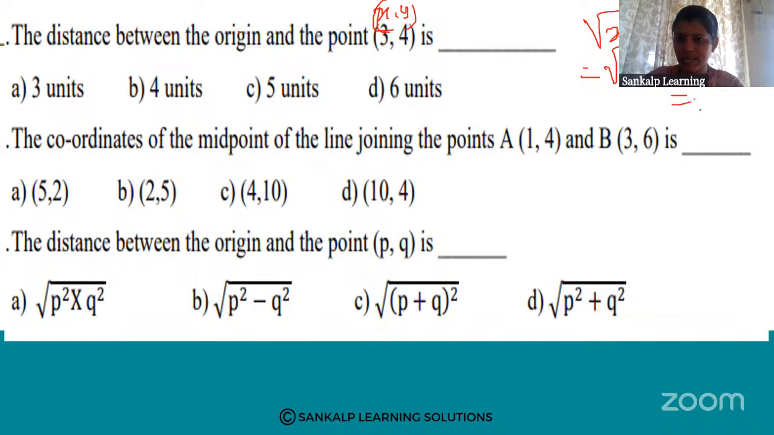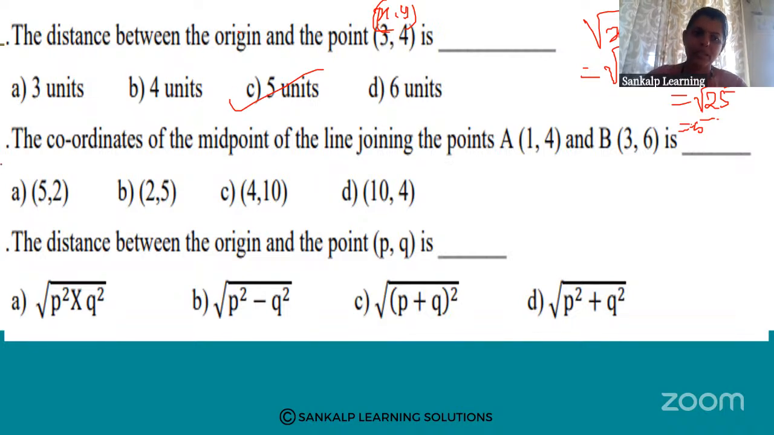So 9 plus 16 is 25. Square root of 25 is 5, so plus or minus 5. But here we are going to take only the positive value. That means 5 units. Right? 5 squared is 25. If you take the square root of 25, then it is 5.